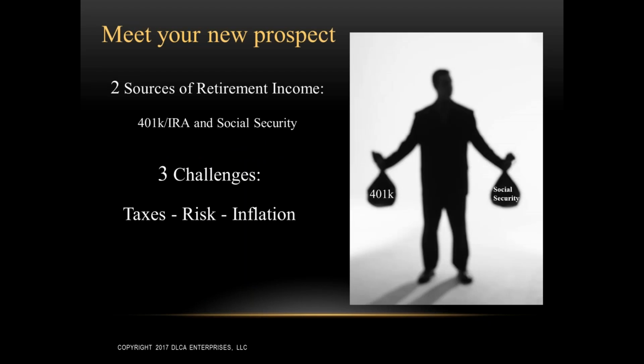So let's talk about your prospect. They've changed a little bit over the last 10 years. Today, your average prospect or retiree or somebody about to retire is going to have generally two sources of retirement income. One is going to be the money they saved in their 401k and or IRAs or other qualified plans, and the other is Social Security. And with both of these sources of income, they have three major challenges.